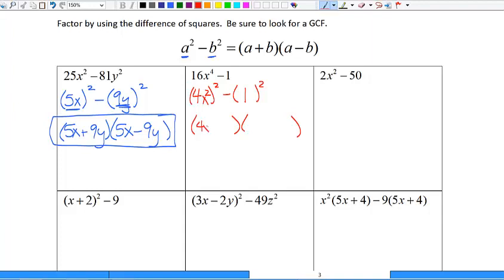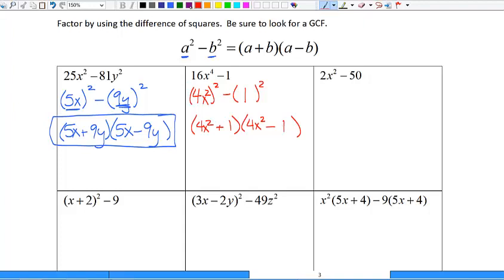So we have 4x squared going in both of the fronts of my parentheses. My 1 needs to go in both backs of the parentheses. And one term needs to be positive and one of them needs to be negative, and I have factored this. Now, well, my last problem, I was done at this point.